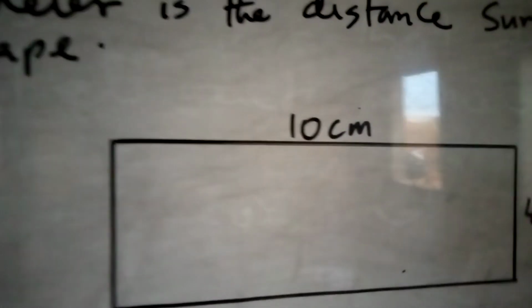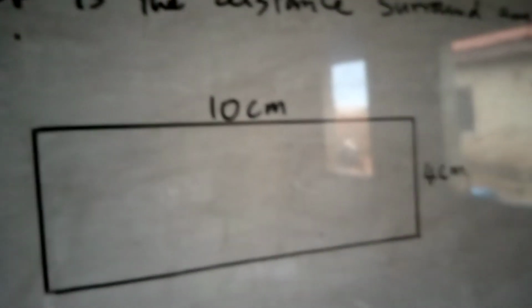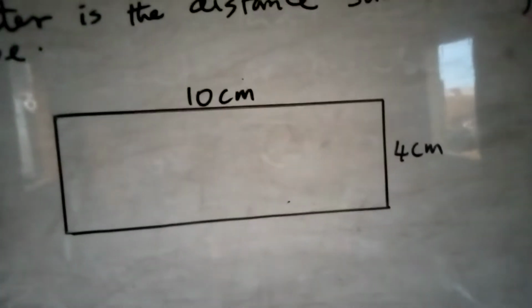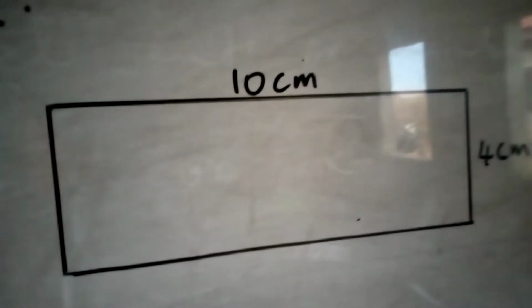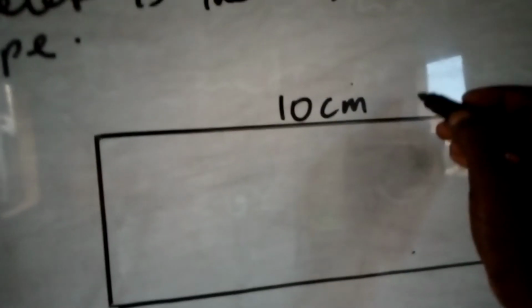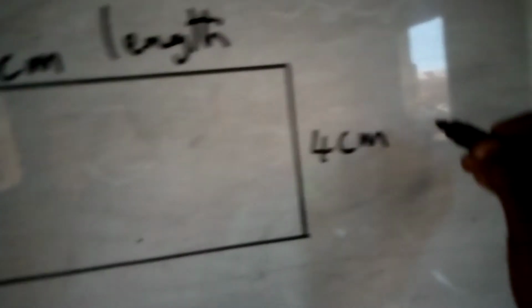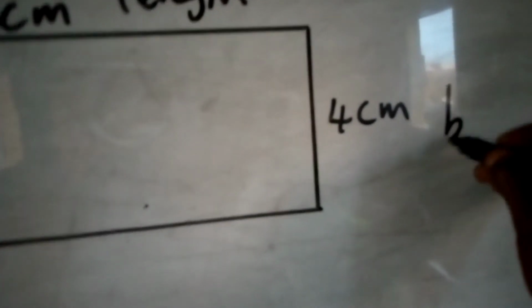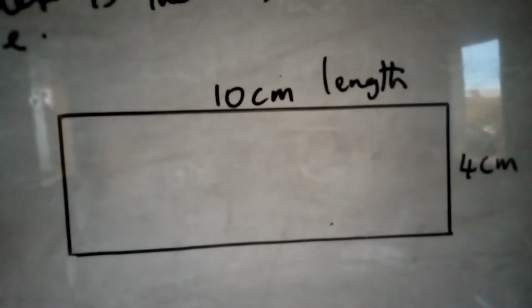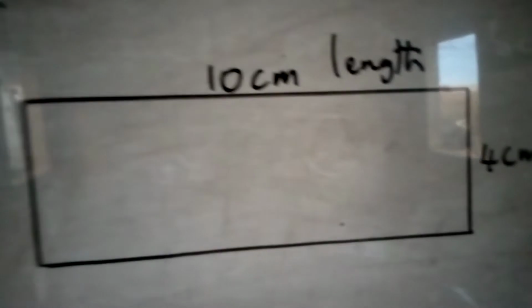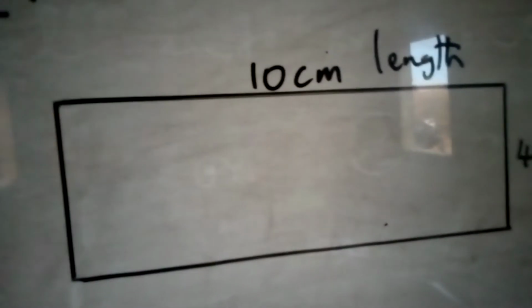For example, here on the board, I have a rectangle. This is a rectangle, and one of the properties of a rectangle is that the opposite sides are equal. This side is called the length, while the other side here is called the breadth. Right. The length is longer than the breadth. Now, in a rectangle, the opposite sides are equal.